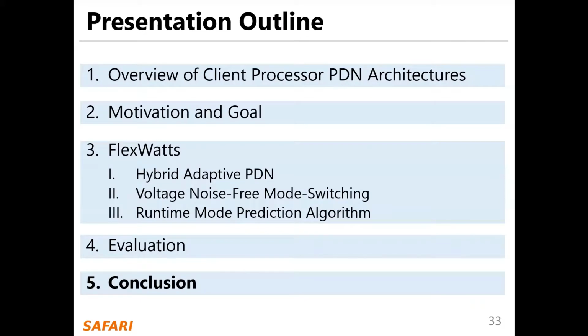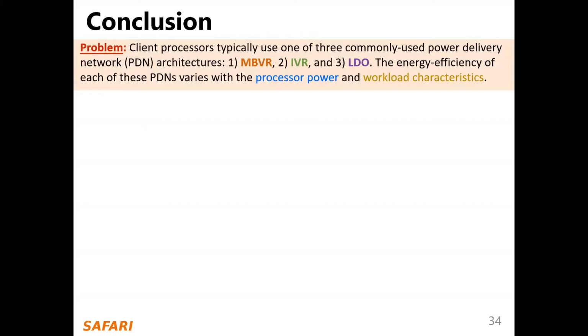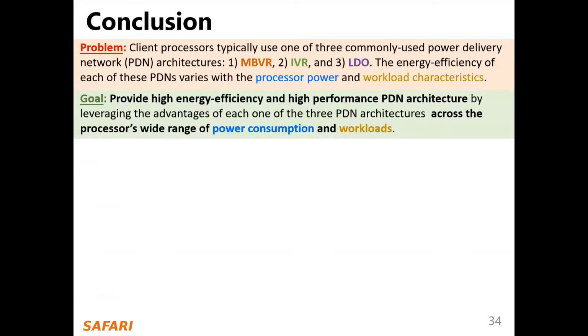Let me quickly conclude my talk. Client processors typically use one of 3 commonly used power delivery architectures: MBVR, IVR, and LDO. The energy efficiency of each of the 3 PDNs varies with processor power and workload characteristics. Our goal is to provide a high energy efficiency and high performance PDN architecture by leveraging the advantage of each one of the 3 PDN architectures across the processor's wide range of power consumption and workloads.